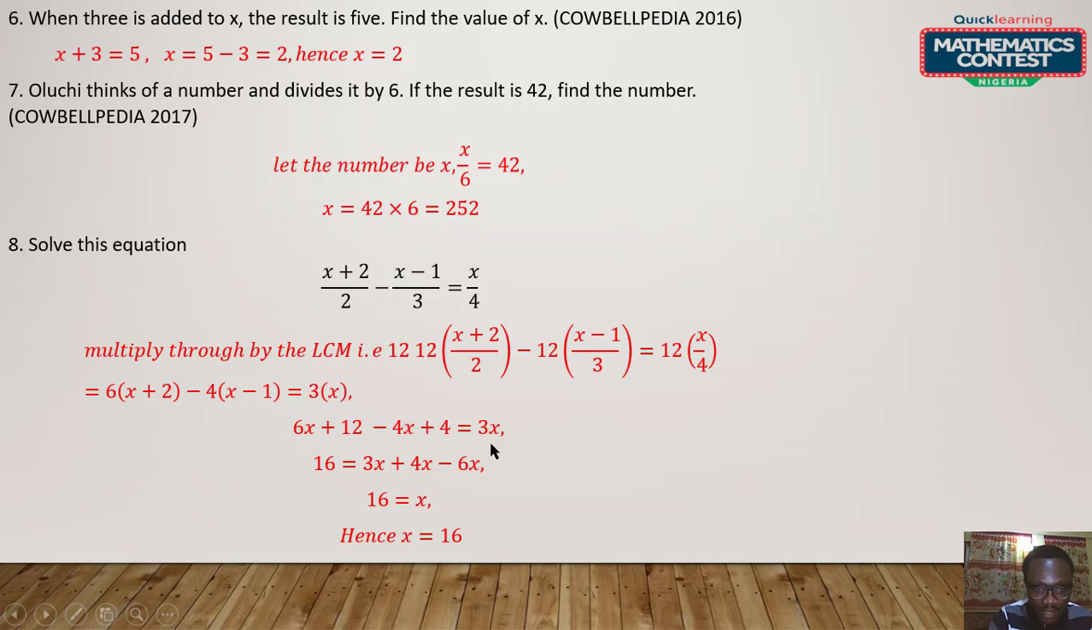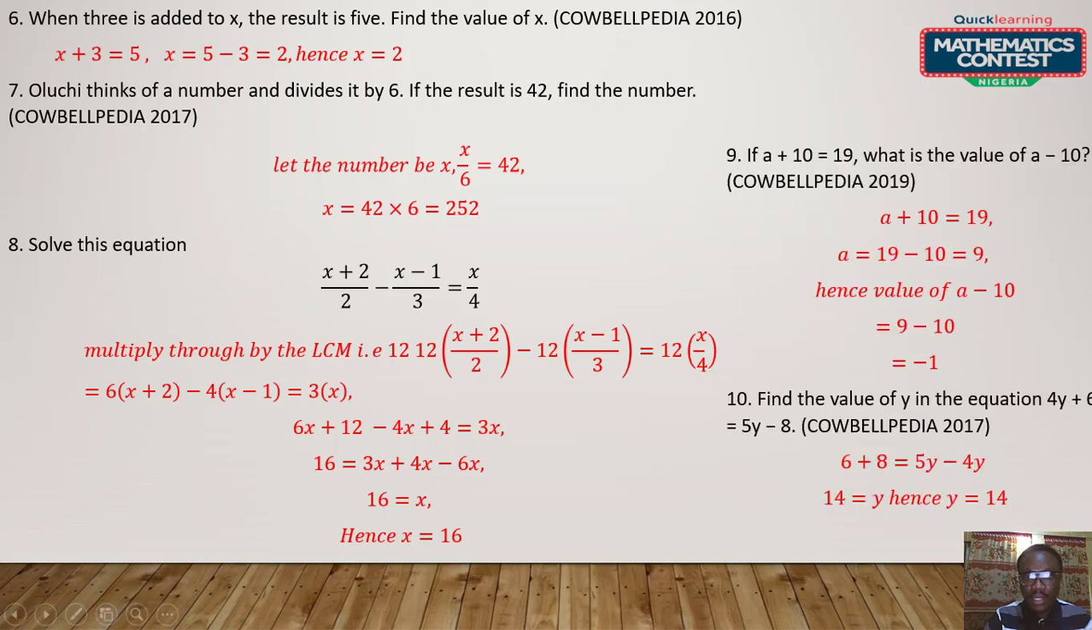So we'll collect like terms. Keep this 3x by the right. Now this minus 4x, bring it here, becomes plus 4x. This plus 6x, bring it here, becomes minus 6x. So 3x plus this is 7x. 7x minus 6x is x. So what we'll have remaining is just 16. So it means x is equal to 16. Okay, how do we get 16? 12 plus 4, 16. Okay, and that is that.